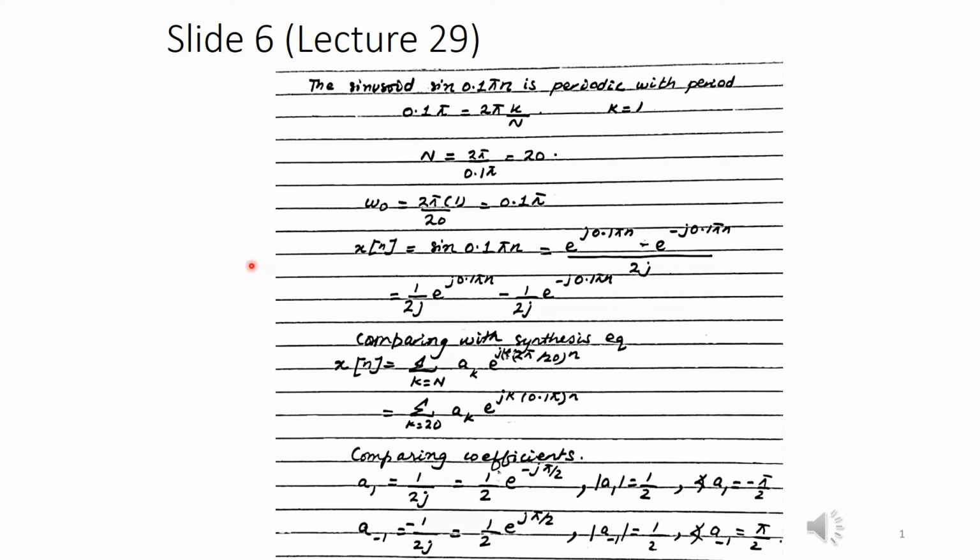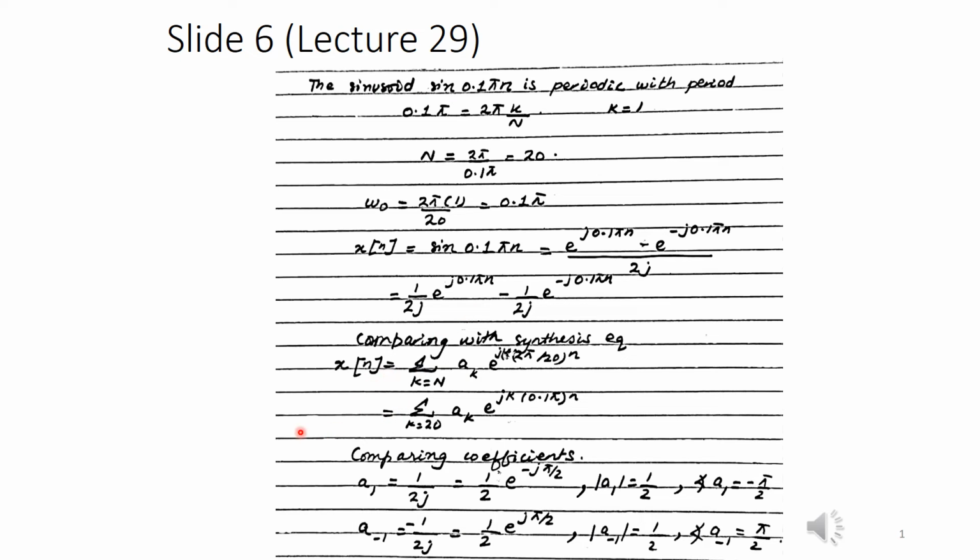Now when we open this sinusoid using Euler's formula, it can be expressed as a difference of two complex exponentials because it is a sine. So we remember that for a sinusoid, the Euler formula is sine theta equals e raised to the power j theta minus e raised to the power minus j theta, divided by 2j. We separate these coefficients and compare with the synthesis equation. When we compare the coefficients with the synthesis equation, we'll see that we just have two coefficients, and one of them exists for k equal to 1 and the other exists for k equal to minus 1.